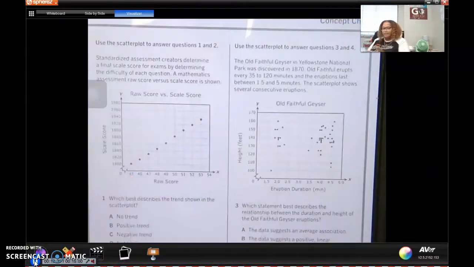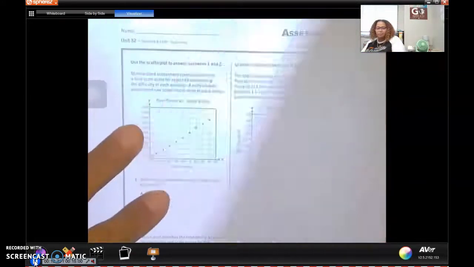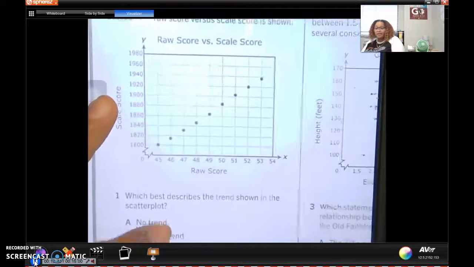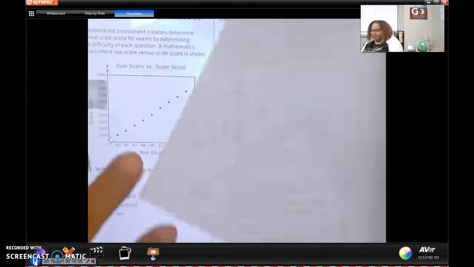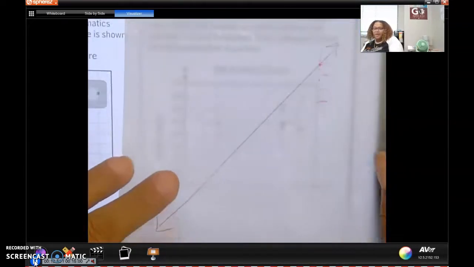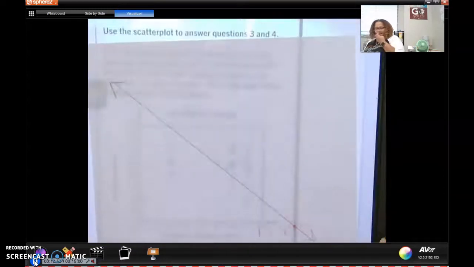Okay, this one's a dead giveaway. Look at the points. Where are they going? It's linear. This one's also a dead giveaway. Look at my trend line. Do they follow my trend line? Let me zoom in. Do they follow my trend line going upward or downward?